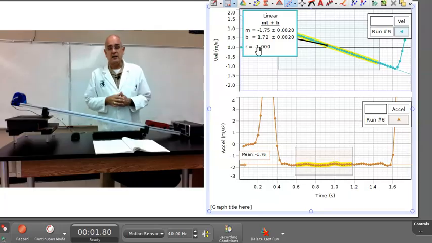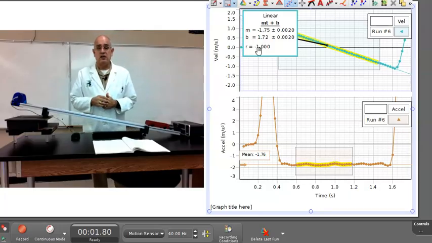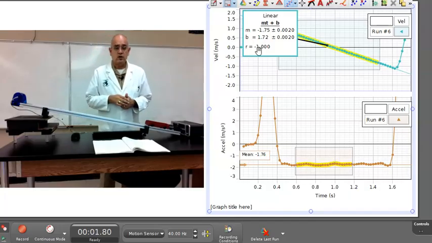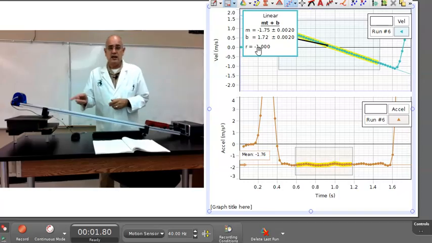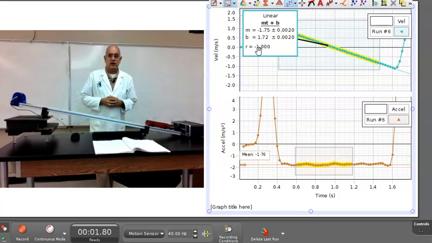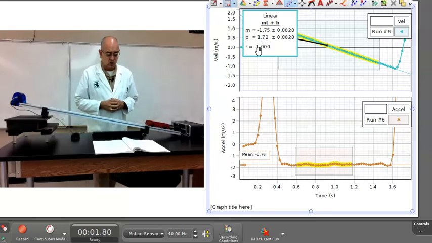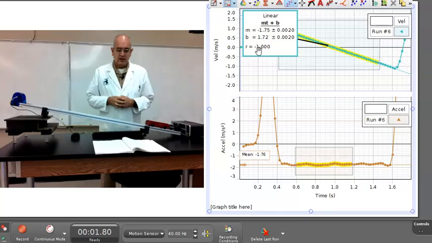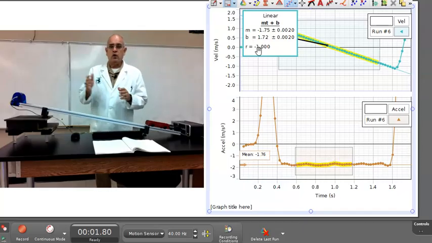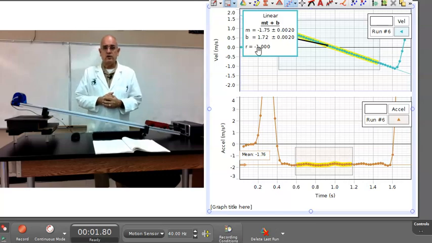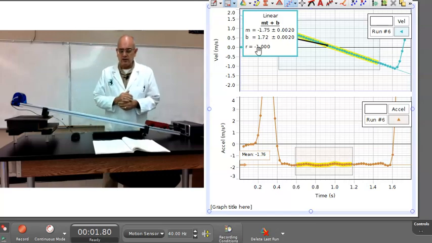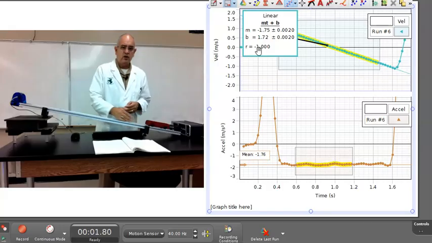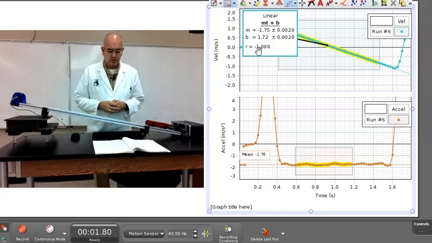The ball falling had an acceleration of around 9.7, 9.8 meters per second squared downward. This has an acceleration downslope of minus 1.5, 1.6 meters per second squared. Question 1-4: was this motion caused by the gravitational force? Yes, but not completely by the gravitational force, but by a component of the gravitational force that is parallel to the direction of the slope.